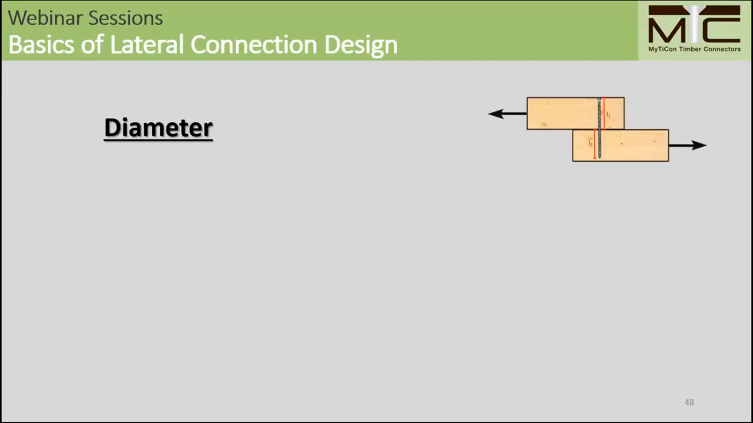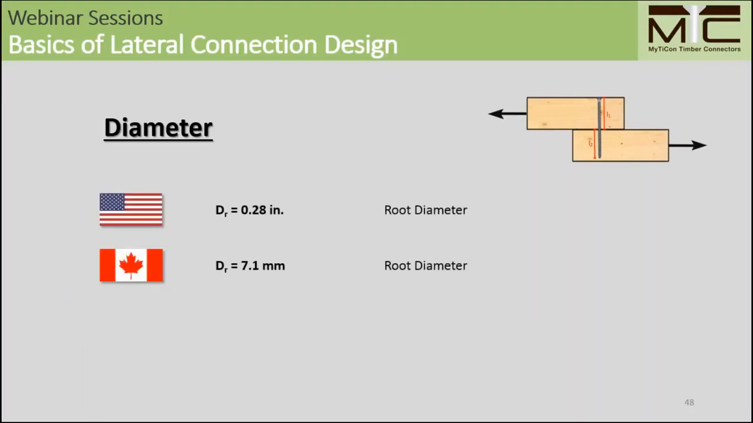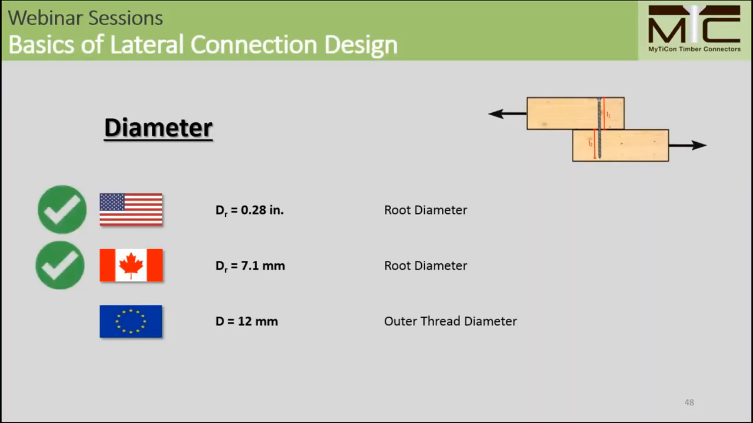The diameter that is used in the equations, also in the NDS, we need to use the root diameter, same as in CSA86. Only in certain cases are we able to use the shank diameter of the fastener, and in the EC5 we are allowed to use the outer thread diameter with certain European technical approvals, which is very different. So we cannot just take this outer thread diameter and apply it to North American yield equations.